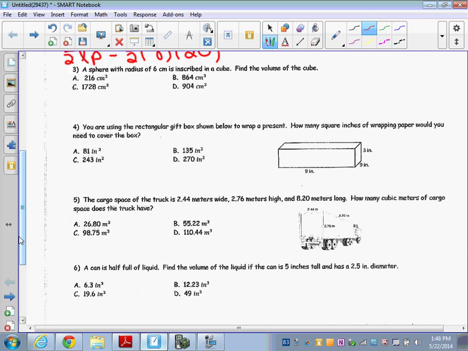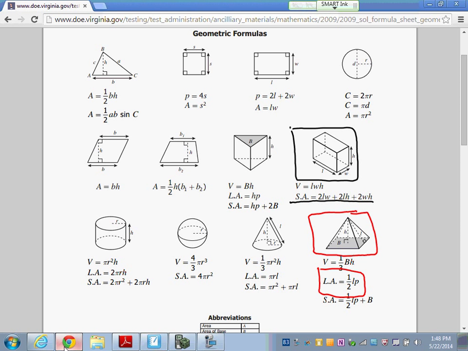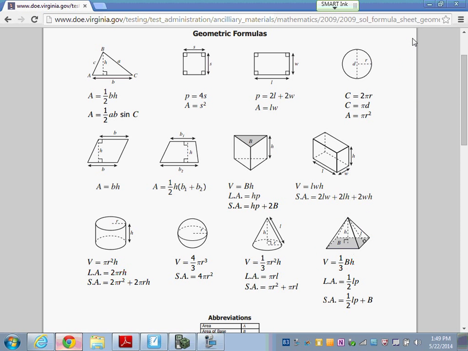It says a sphere with radius of 6 centimeters is inscribed in a cube. So remember, inscribed means it's like stuck in there. So you might think about putting a basketball in a box or something like that. Find the volume of the cube. So let's go back to our formula sheet again. I'm going to clear the ink, that way we'll be able to see more. A cube would be this one right here. Remember, a cube, and we need volume, so that's why I circled volume also. The length, the width, and the height of a cube are all the same.